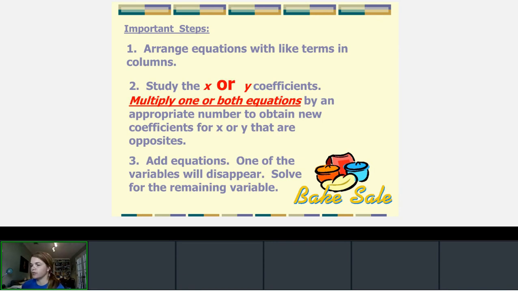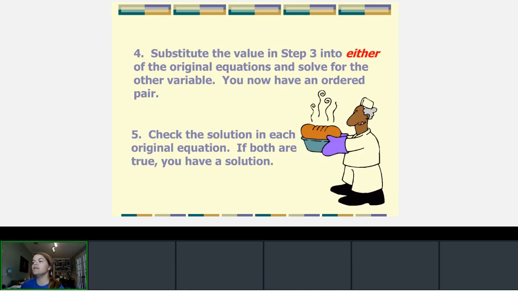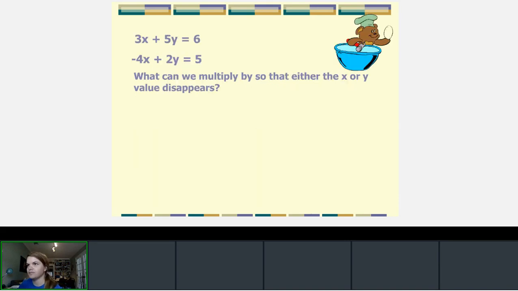So we're looking for, again, same coefficients. If they don't have the same coefficient, we can multiply one or both equations by an appropriate number to obtain new coefficients that are opposites. Then we'll add the equations so that one of our variables disappears, and we'll solve for the remaining. And then it's back to the same thing that you did in the previous lesson. You're going to substitute that solution back into either equation and solve for the other missing variable and check your solution.